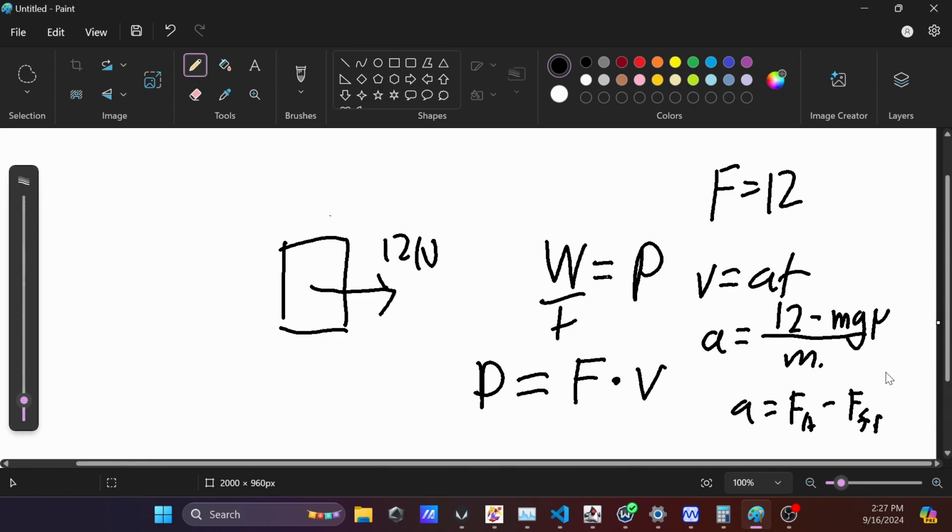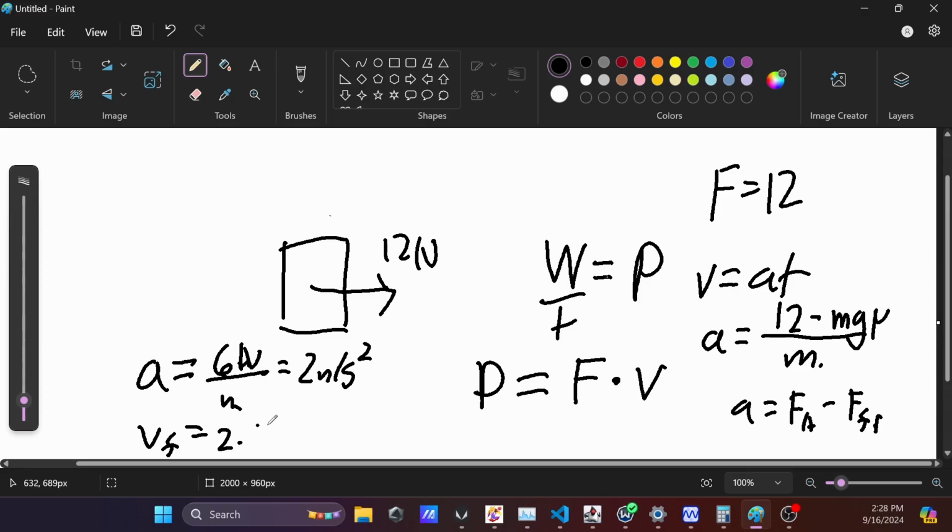It's 0.2 times, sorry, 3 times g. I forgot. 0.2 times 9.81 times 3. So our A is going to be equal to 6 newtons over m, which is 2 meters per second squared. So V final equals 2 times 2 equals 4. So it's going to be 12 times 4 for approximately 48 watts. So that's going to give us answer choice B.